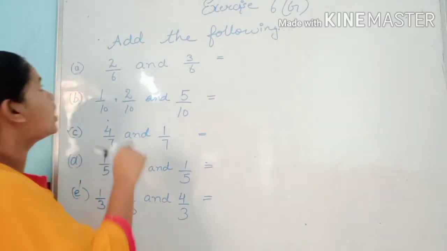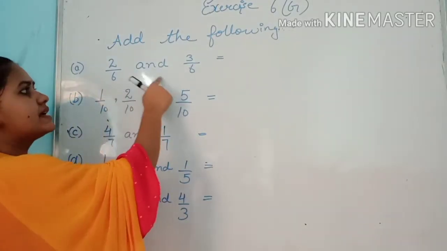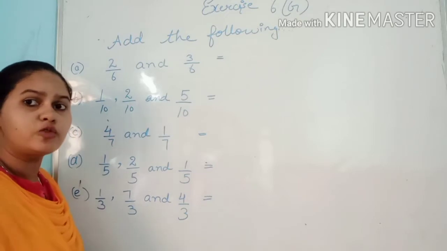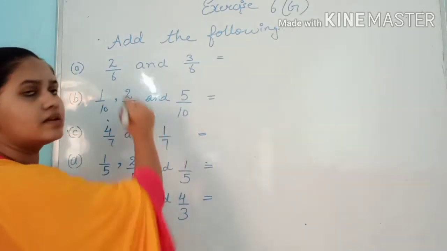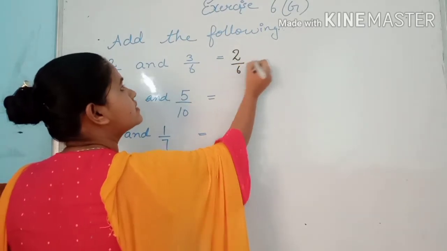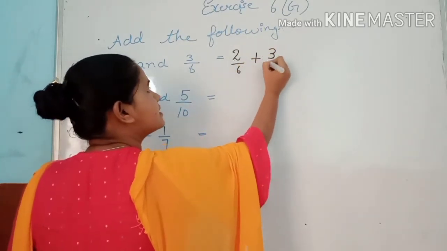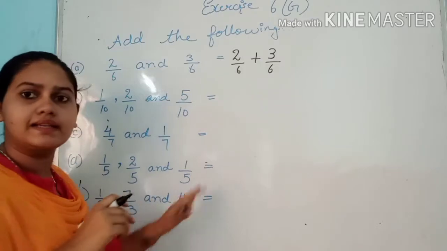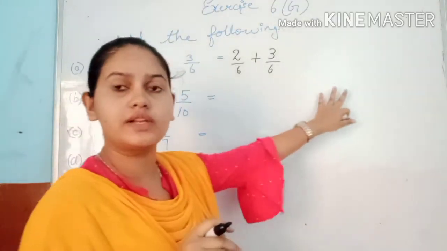So we have 2 by 6 and 3 by 6. We have to add them. So firstly we will convert it into an addition. So 2 by 6 plus 3 by 6, you have to write like this, and after this we will convert.